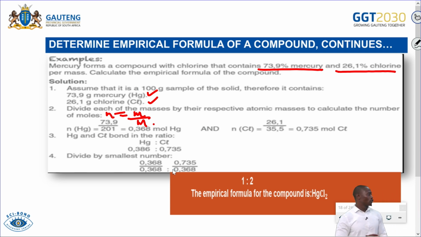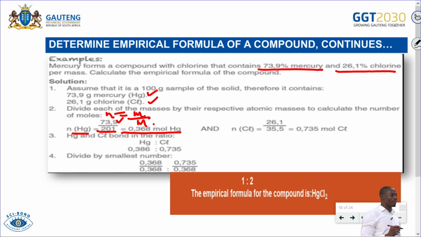Right? So what is the mass of mercury? The chemical symbol for mercury is Hg. The mass is 73.9, which is that percentage expressed as a mass now. Then what is the relative atomic mass of mercury from the periodic table? It is 201. So the number of moles of mercury is 0.368 mole. Where is that 0.368 coming from? How do we calculate the number of moles given the mass and the molar mass?